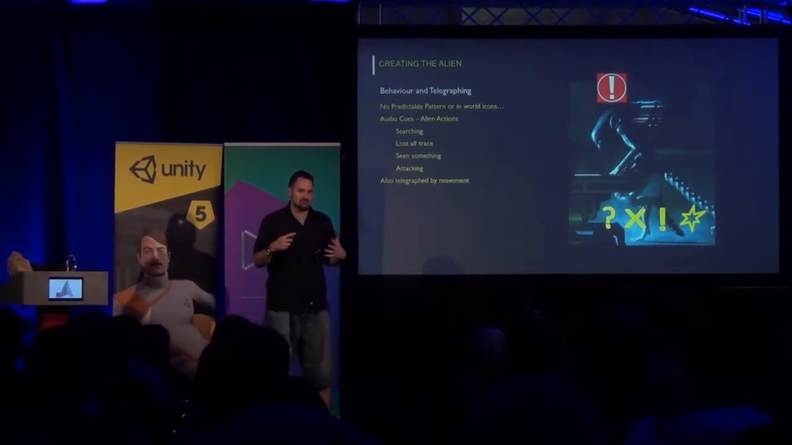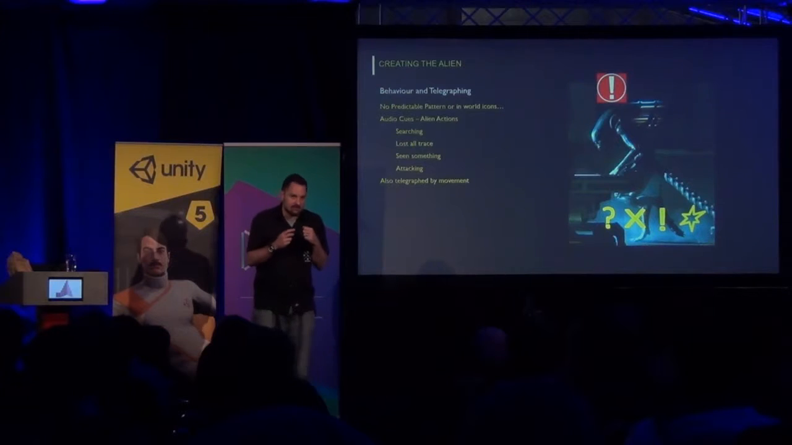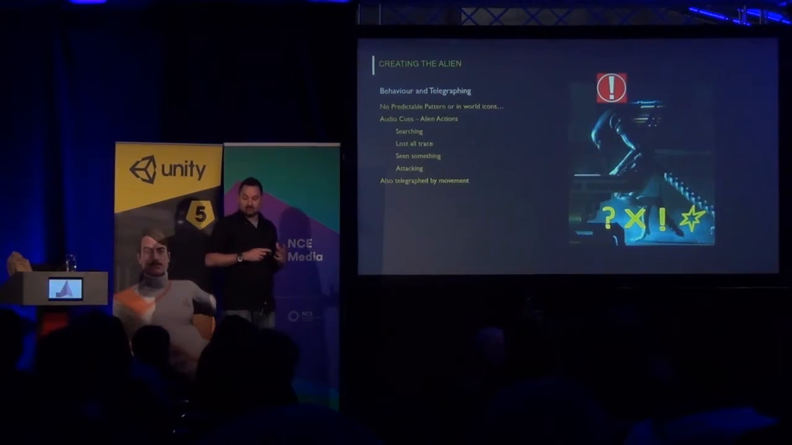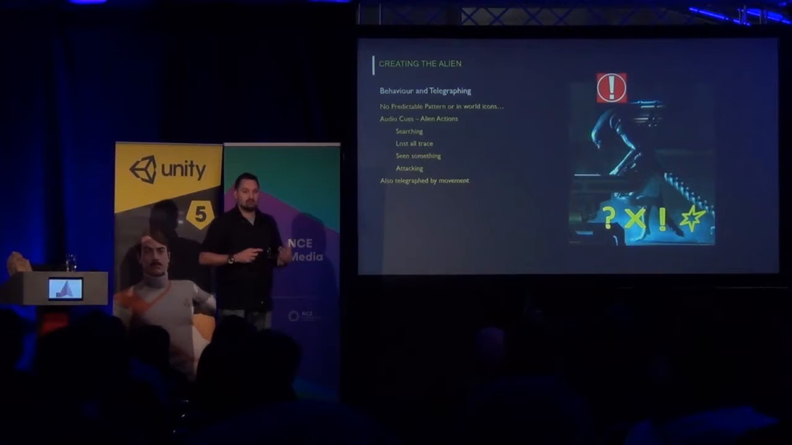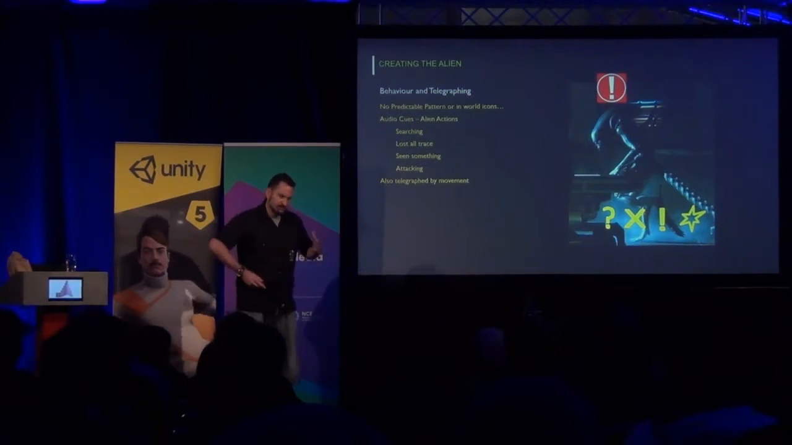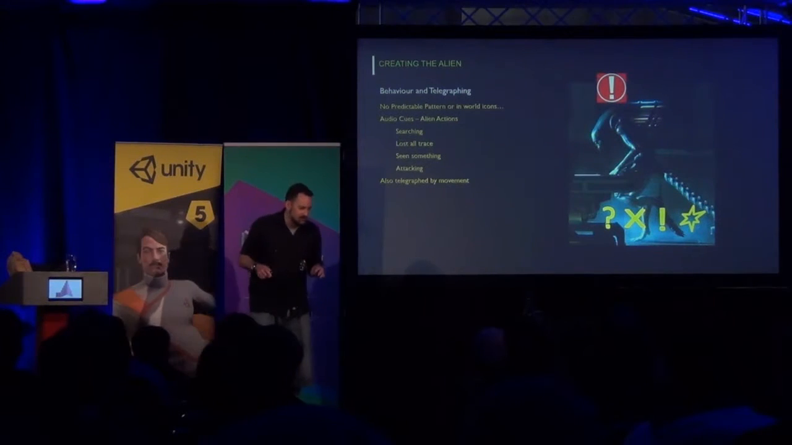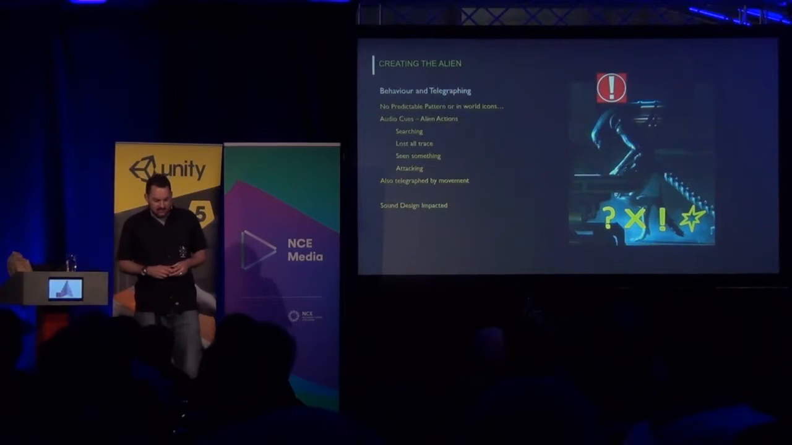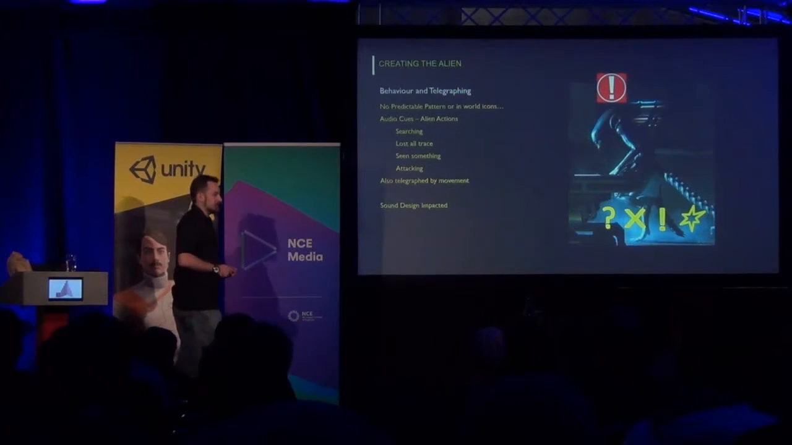And yeah, so sorry, that was the attacking. The seen something was giving you just a quick notification that maybe your leg's sticking out or maybe he can see you and you need to retreat. So that was very, very handy. We also telegraphed it by movement. So if the alien had seen you and he was very aggressive, he'd be pounding around, and if he was creeping and he hadn't quite seen you, he'd have a very different animation set.